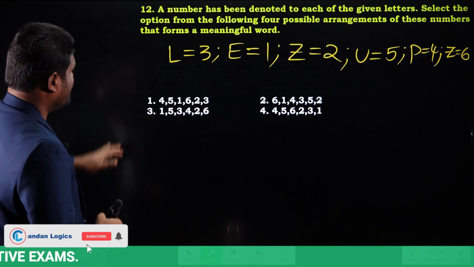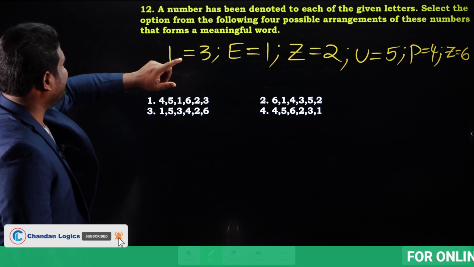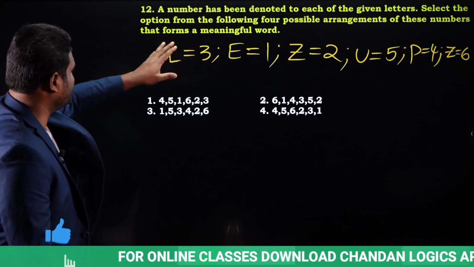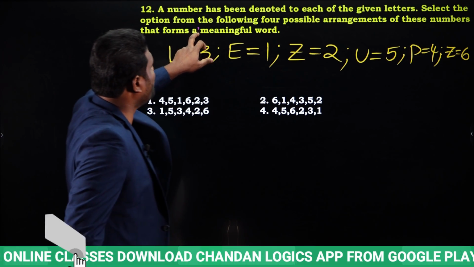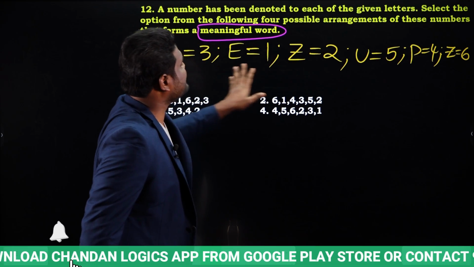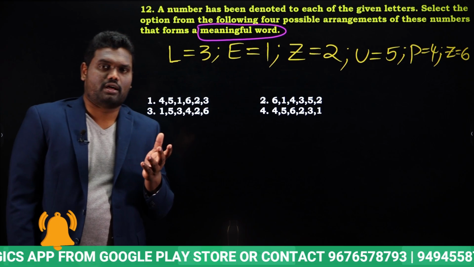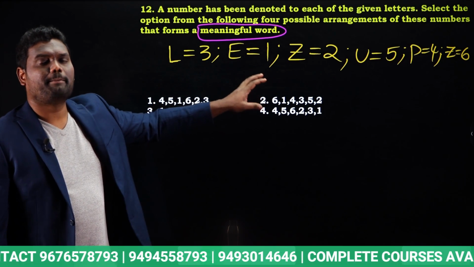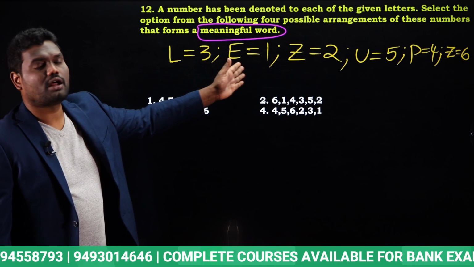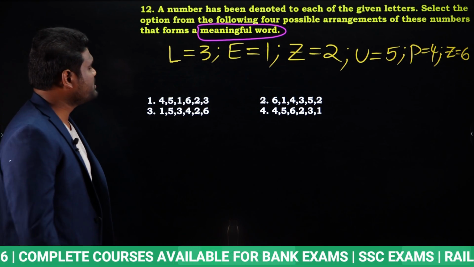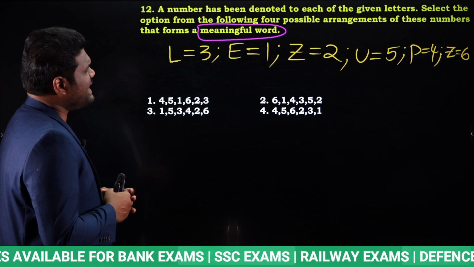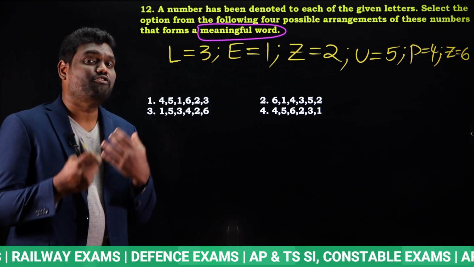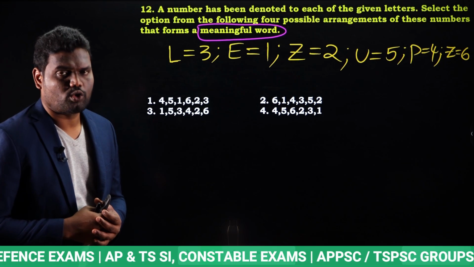Now they are asking, observe here carefully, select the option from the following 4 possible arrangements of these numbers that form a meaningful word. By using these letters, we need to form a meaningful word. Now select the proper order to get a meaningful word using this letter coding. Now observe here, when you look at the letters L, E, Z, U, P, Z, what meaningful word are we going to get out of this?